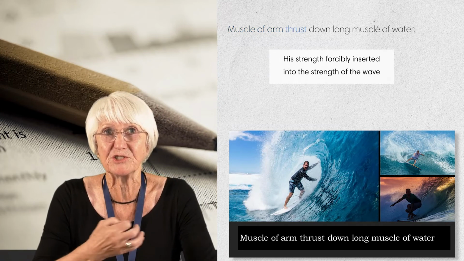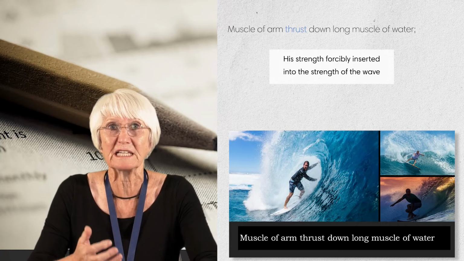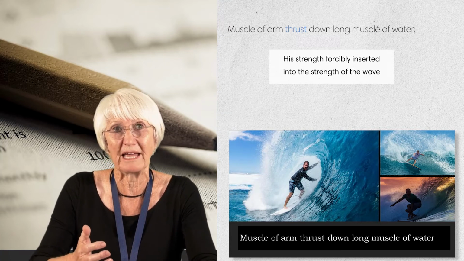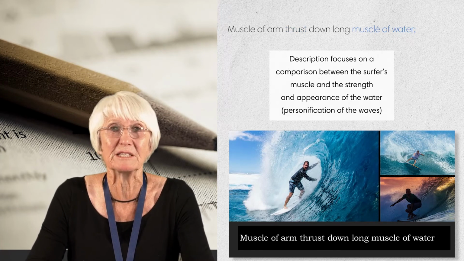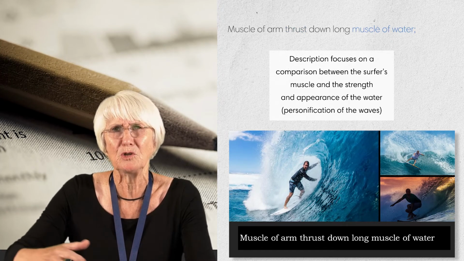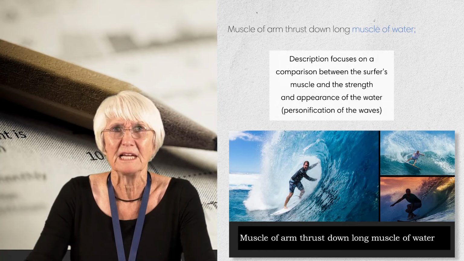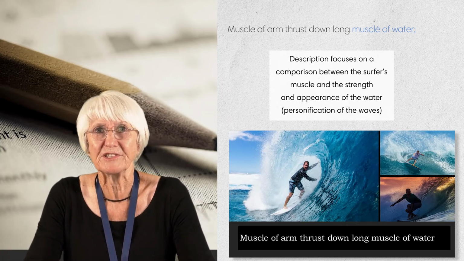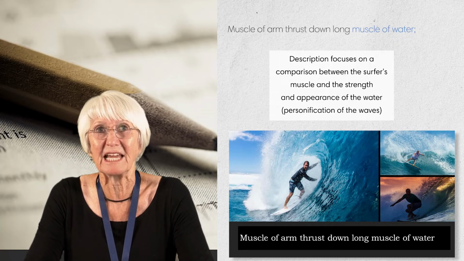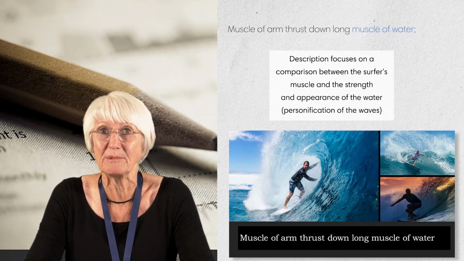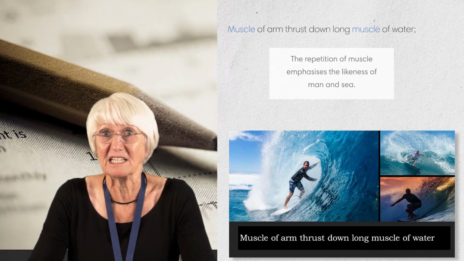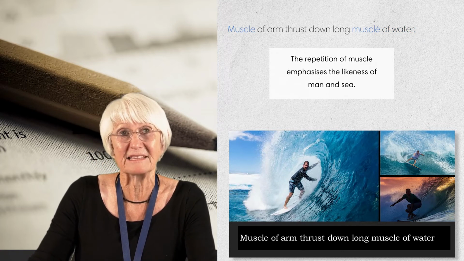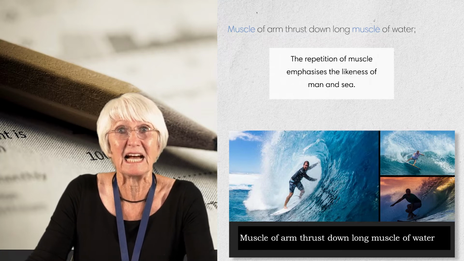Thrust again, she's stressing again how he's forcefully inserting his surfboard into the wave and riding it. Muscle of water is a comparison between the surfer's arm and the huge power of the wave. The description focuses on the strength in each, and muscle of water is an example of personification. The repetition of muscle emphasizes the likeness of the man and the sea as they are one.